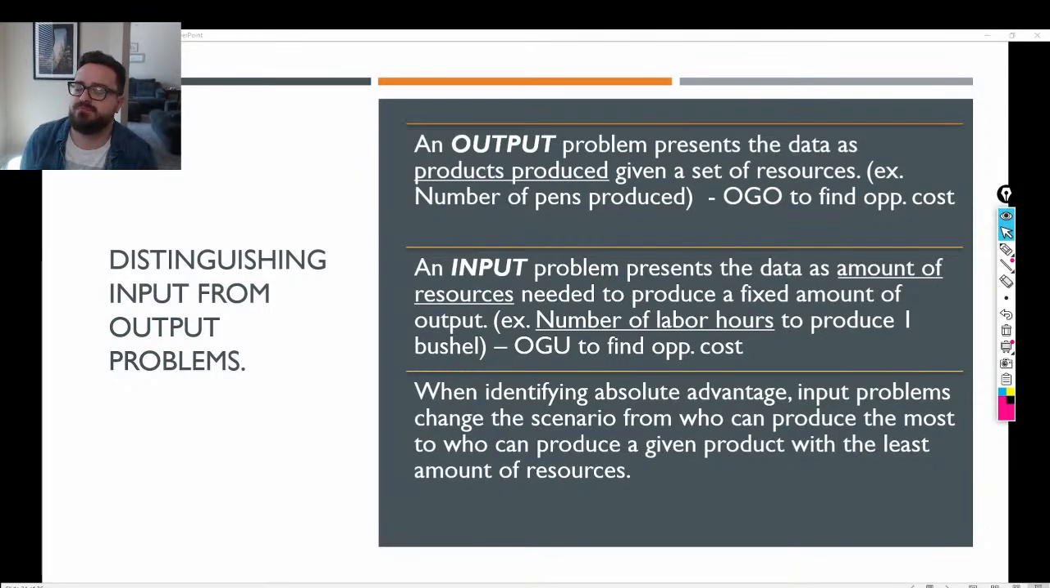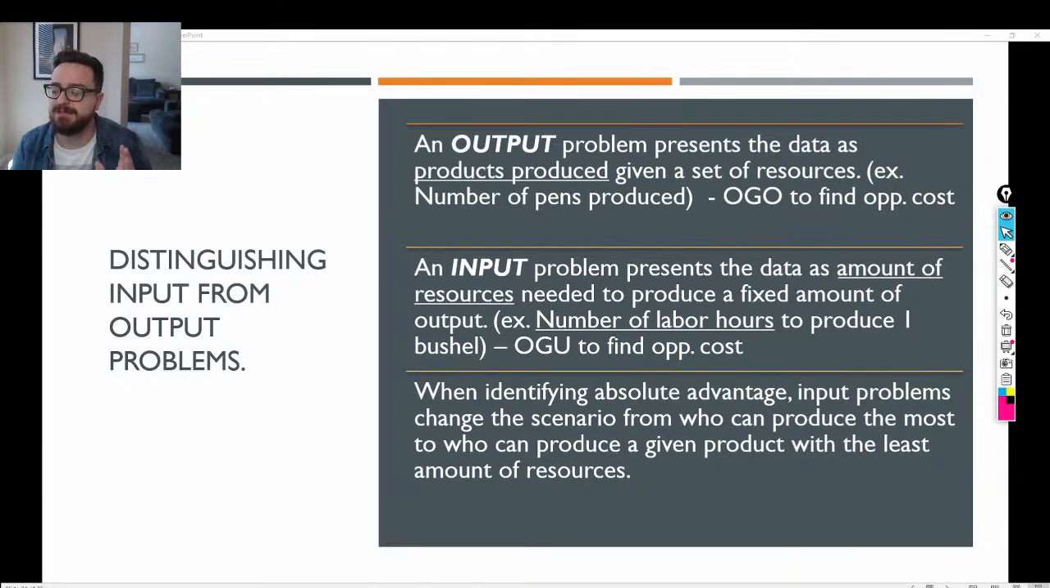For an input problem, where the numbers in the table are the amount of resources used to make a thing, amount of minutes to make a pizza, amount of workers to create a house, number of blank to make a thing, input, you do other goes under to find the opportunity cost. So how you find your opportunity cost gets different if it's input or output, and your absolute advantage will flip around when you're doing input problems.